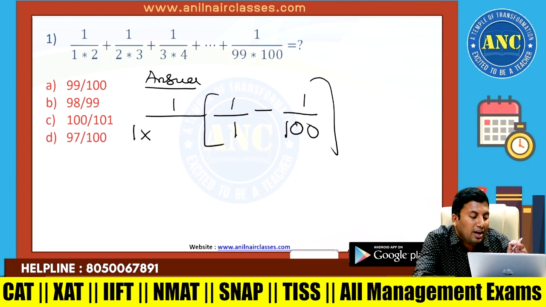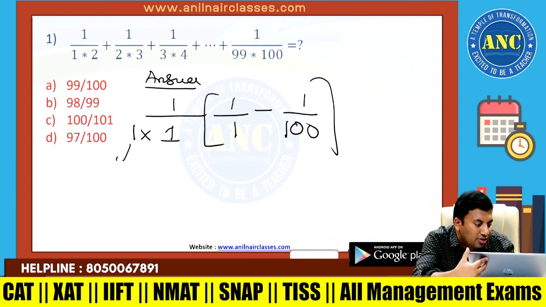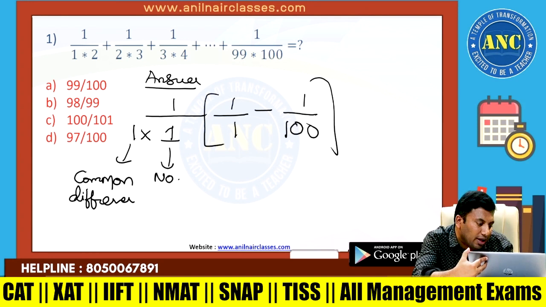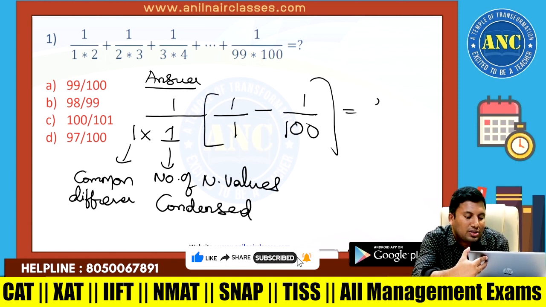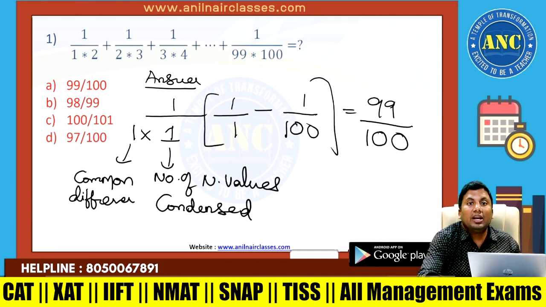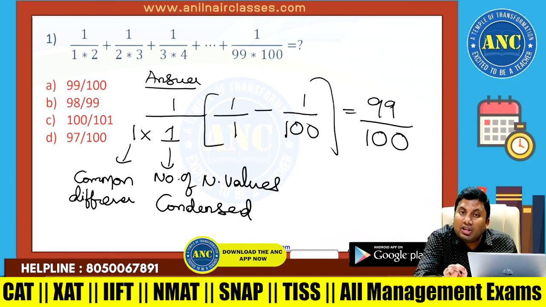2 numerical values will become how many numerical values? 1. This is nothing but the common difference. This is nothing but the number of numerical values condensed. The answer for this question is nothing but 99 by 100.